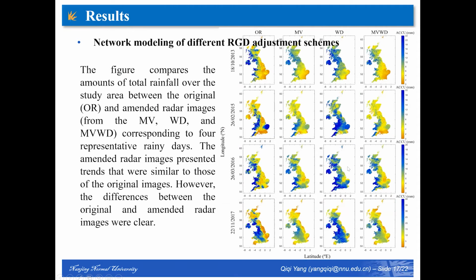This figure compares the amount of total rainfall over the study area between the original and the amended radar images, corresponding to 4 raining days. The amended rainfall presents a trend similar to that of the original images. However, the difference between the original and the amended rain images was also very clear.